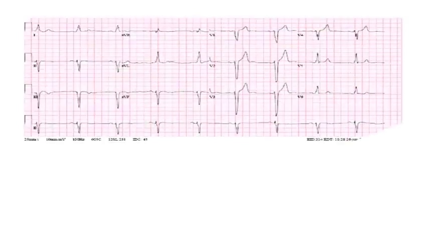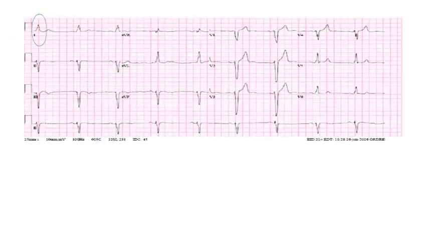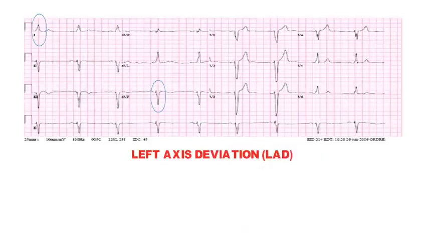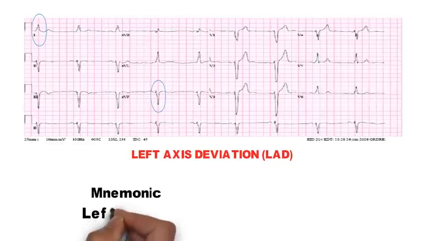Now look at this ECG. Net QRS in lead 1 is positive and net QRS is negative in AVF. So this ECG is showing left axis deviation or LAD. And you can remember this by a mnemonic: left leaves.